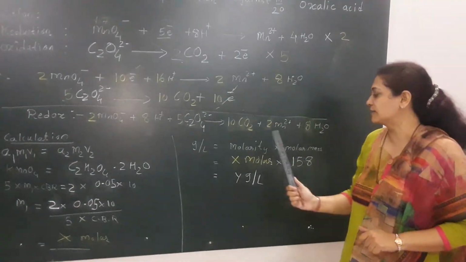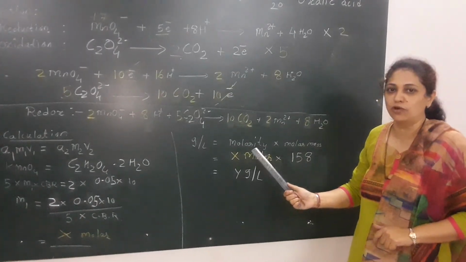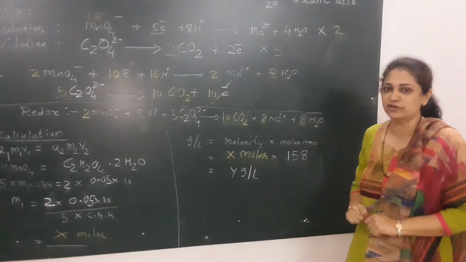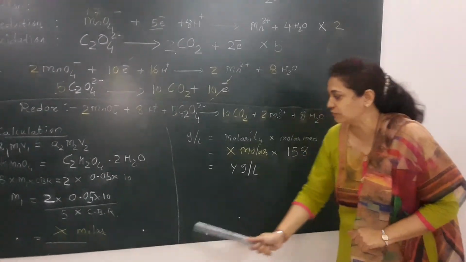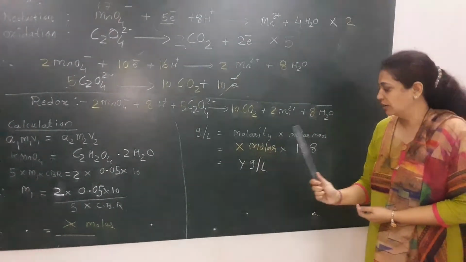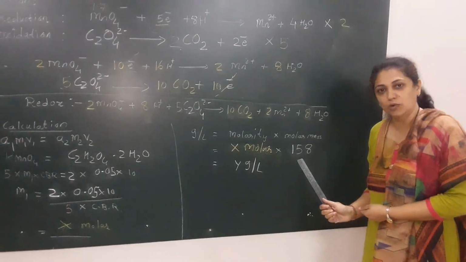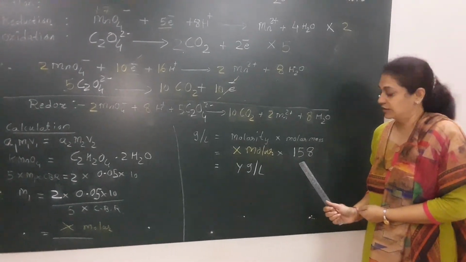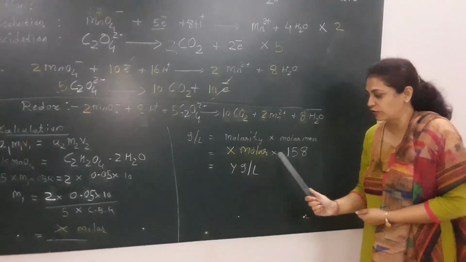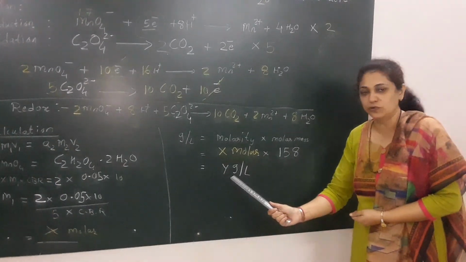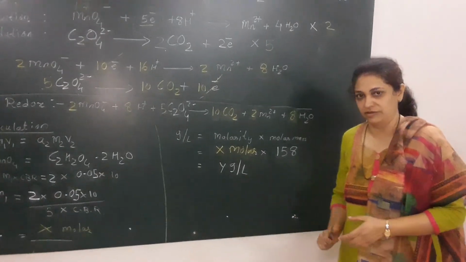The formula is the molarity of KMnO4 multiplied by the molar mass of KMnO4. So the molarity we calculated, we got our answer X molar. Substitute here and multiply with the molar mass, 158 grams. So my final answer will be Y, which is the answer of this multiplication, and the unit is grams per liter. Thank you.